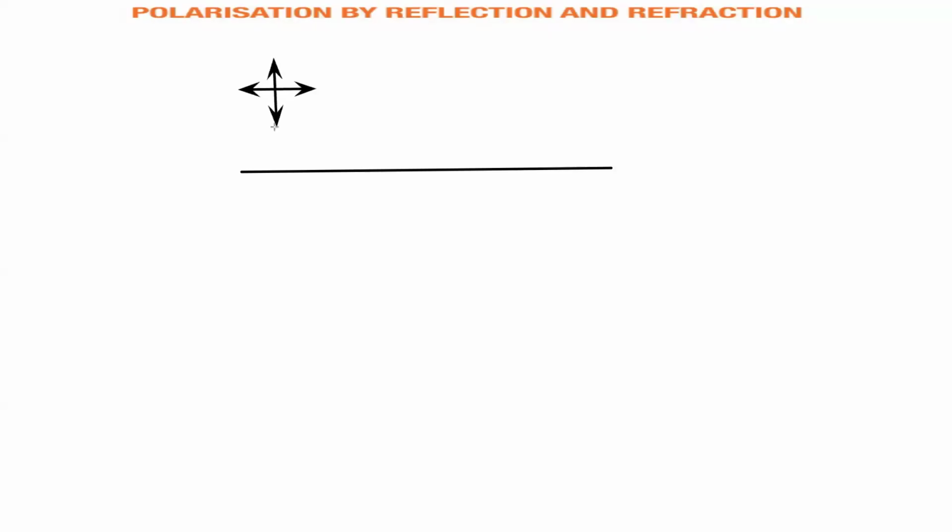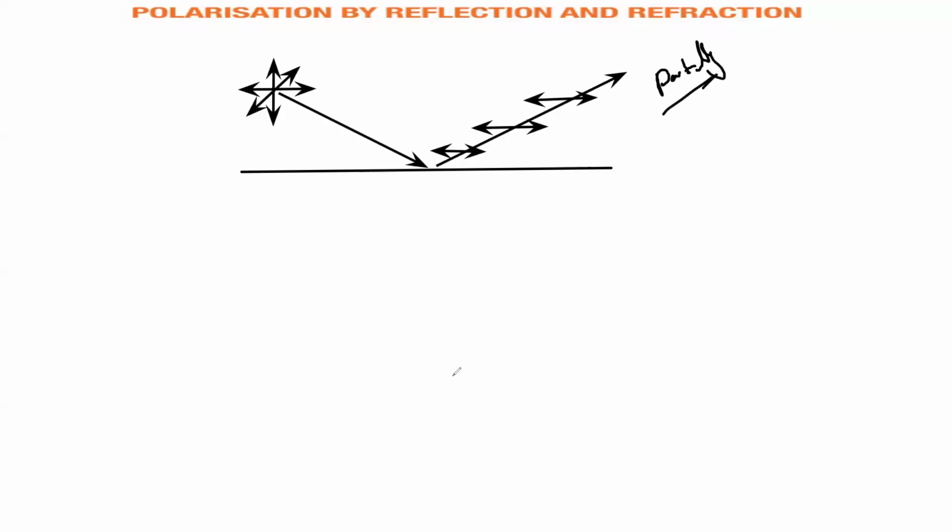This is an unpolarized light. It strikes and bounces back. So the components will be absorbed, and the components able to pass through are those parallel to the reflecting surface. Usually the light which is reflected is not 100% polarized, it is partially polarized. Like a small proportion is polarized. Some components are still there.